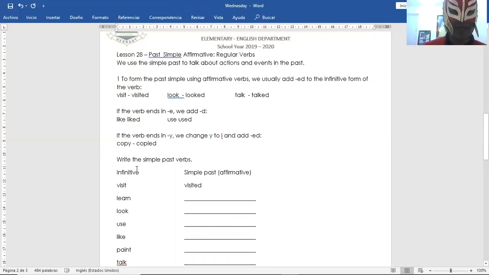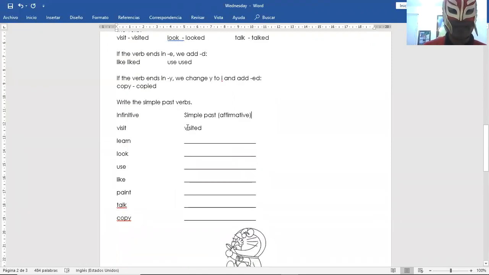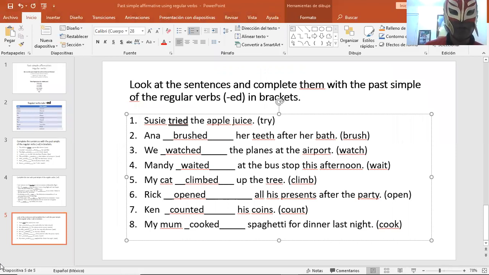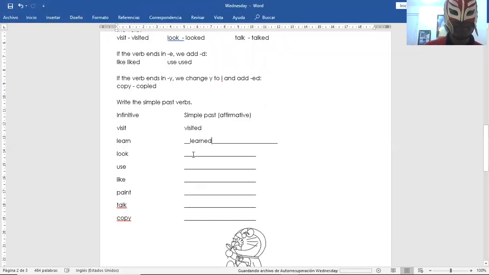Now, write the simple past verbs. We have the infinitive, and right here we have the simple past affirmative. Okay? The first verb is visit. So right here is visited in the simple past. The second verb is learn. So in simple past is learned. Okay? The next verb is look. Okay, so look in simple past is looked, okay, using ed.